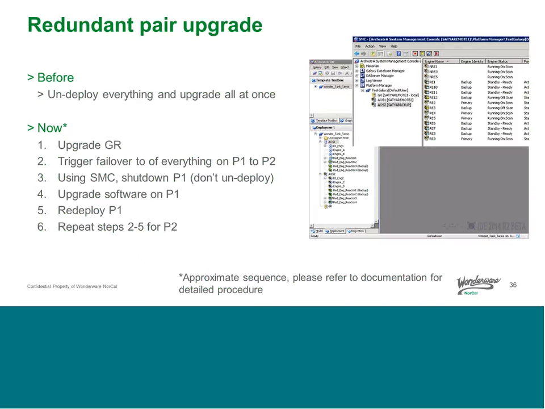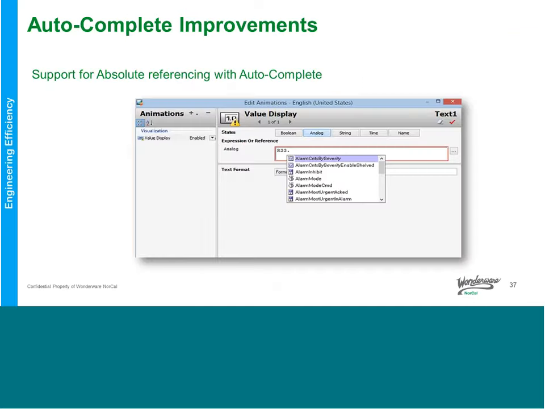A big advancement in 2014 R2 is the redundant pair upgrade, which means you can do an online upgrade. You don't have to experience any downtime when you're doing an upgrade. So you can basically fail over to a redundant engine when you're upgrading one engine. Once you've upgraded one engine, you can do a force failover back to the upgraded engine, and then the standby engine can get upgraded, so you can upgrade your engines online without having to experience any downtime. So that's a very big deal.